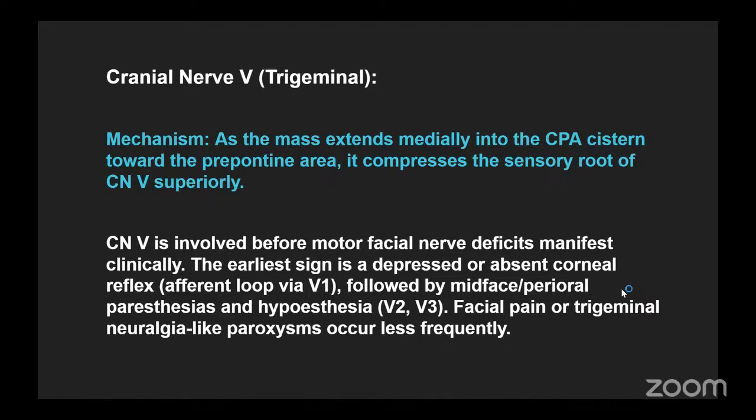Then we have cranial nerve 5, the trigeminal nerve. We already discussed it. I do have some images, but they are far ahead. We did discuss that it compresses the sensory root of cranial nerve 5 superiorly. Since the sensory portion is more sensitive, it gets involved early on. Even though we see involvement of the trigeminal nerve, patients do not have a trigeminal neuralgia-like presentation.